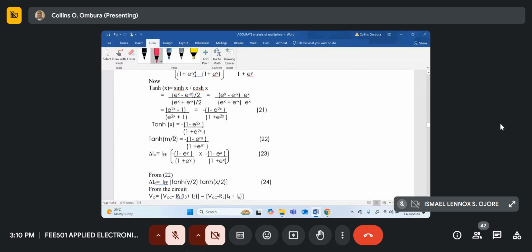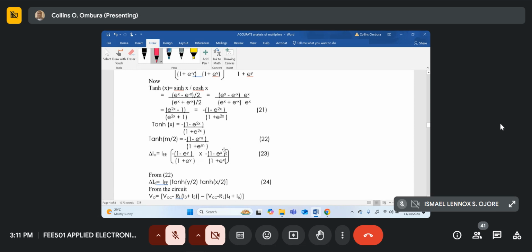I'll use another variable, m. So tan hyperbolic m divided by 2. We just substitute x in equation 21 for m by 2. So tan hyperbolic m by 2, I could have used p by 2, any other variable, can be written as minus, in brackets, 1 plus e to the m, all divided by 1 plus e to the m. So now we finished all the difficult part.